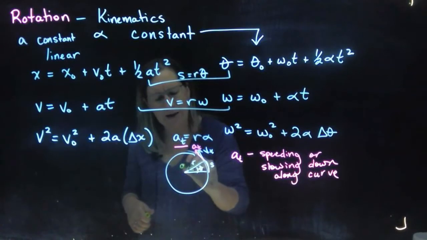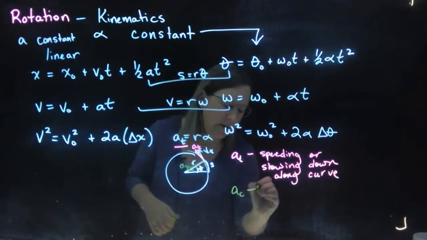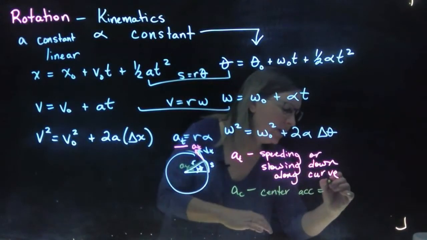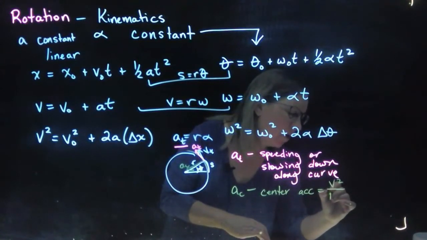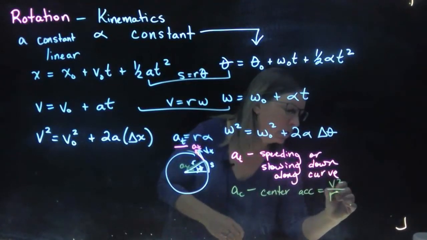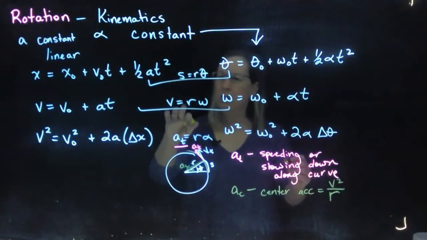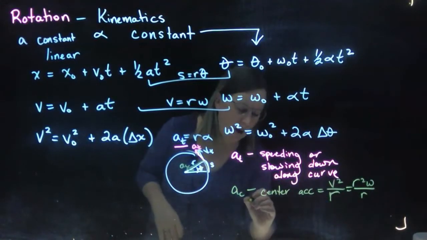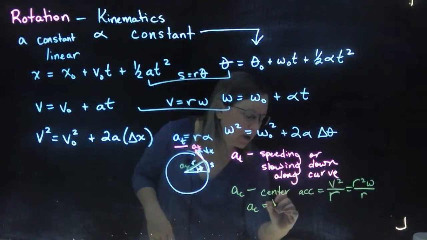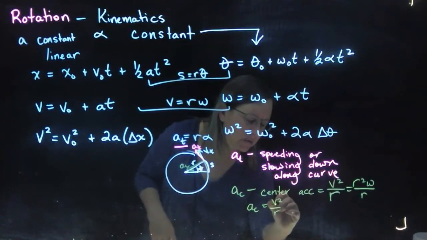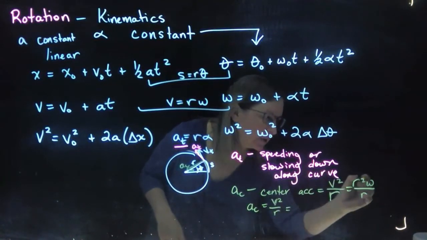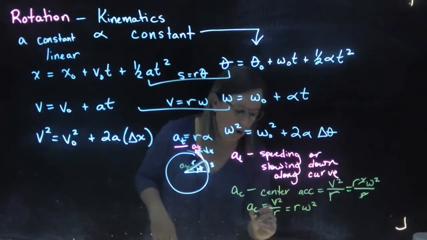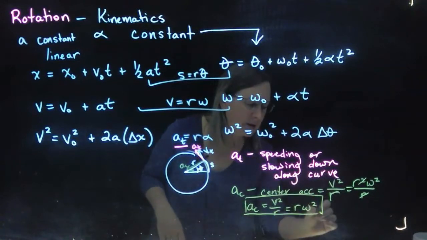But we had a sub c, right? a sub c is our center pointing acceleration, and that's still equal to v squared over r, which if we put in our equation for v, we can say this is r squared omega squared over r. So another way to write your a c, your centripetal acceleration, is v squared over r, or it's equal to r omega squared. Those are two expressions, and that's always there.